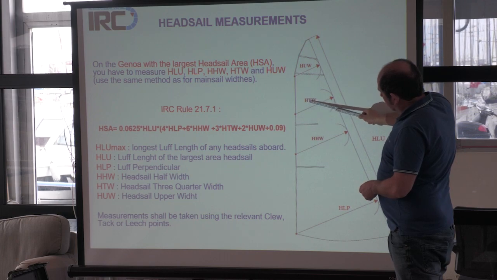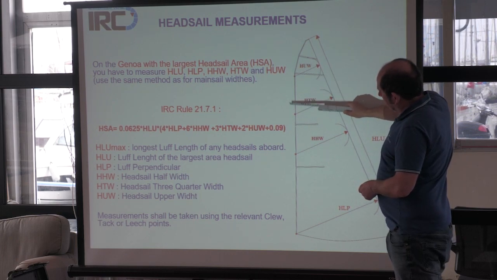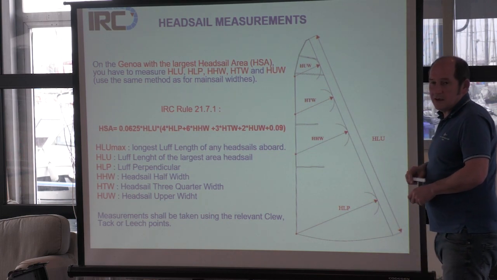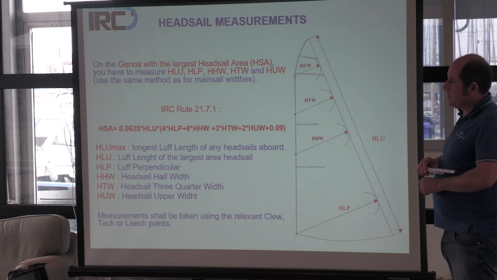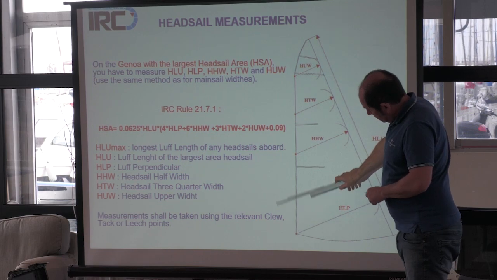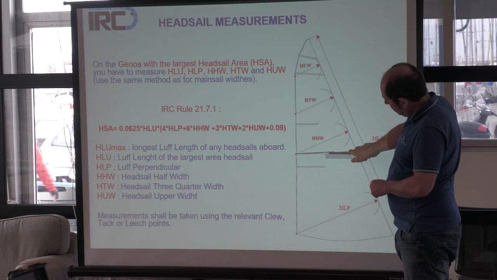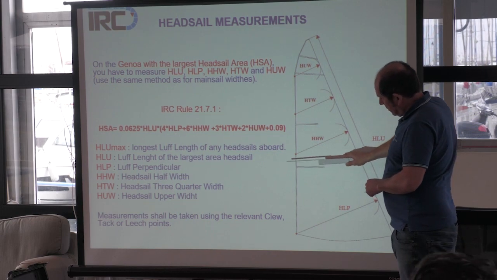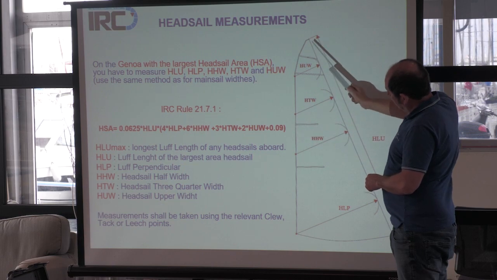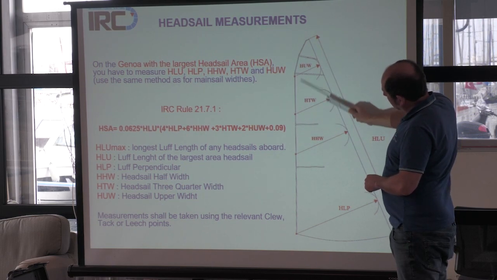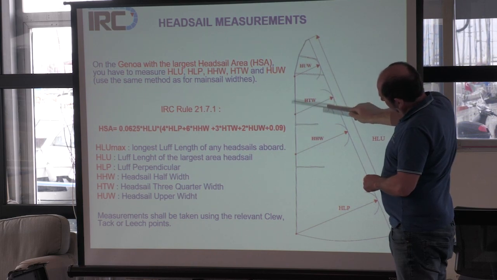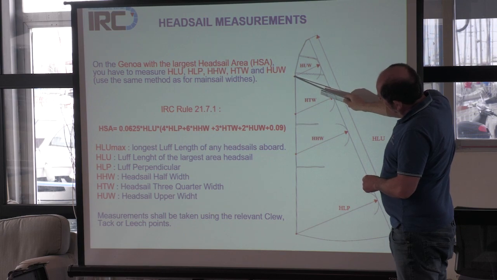And 3/4 and upper points, here, here, and here. We will fix them exactly like we did for the main sail. Head point on clue point, we have the half point. Clue point on half point, you find the 3/4 point. And clue point on 3/4 point. Tack point to the 3/4 point, and we will find the upper point.